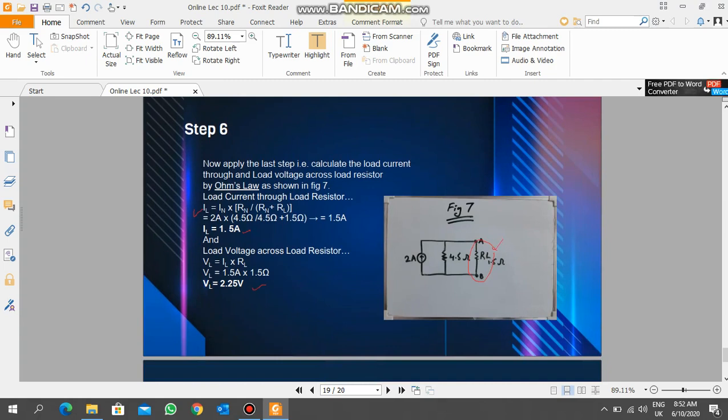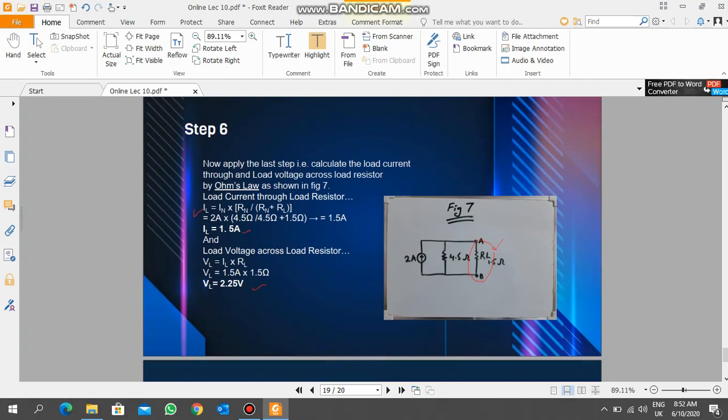Open the current source and short the voltage source. So we have one voltage source. We don't have any current source, so we short the voltage source that is here, and we open the load resistor. Here you remember in the first step there was a load resistor, so we open this. So in the third step we open our load resistor and we short our voltage source.